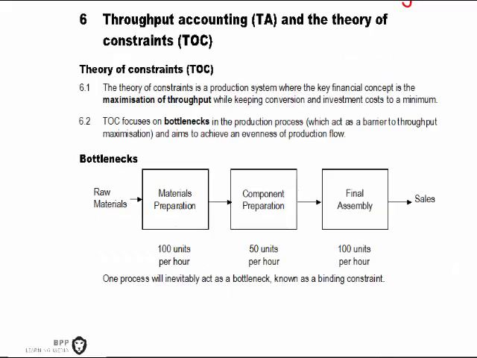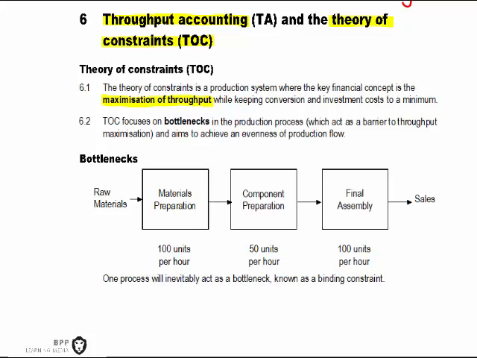In section 6, we're going to look at a different concept of contribution, and that comes through in something called throughput accounting. Now, throughput accounting really developed from something called the theory of constraints that had its foundations in manufacturing. And this theory of constraints really led to the development of throughput accounting. So what's the theory of constraints all about? Well, what it's about is maximisation of something called throughput.